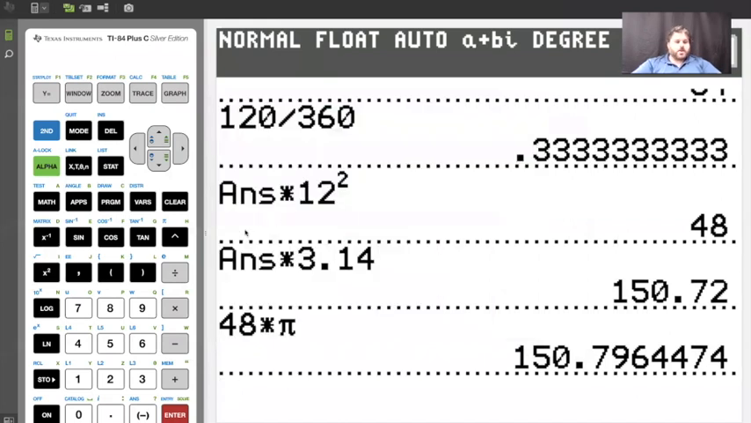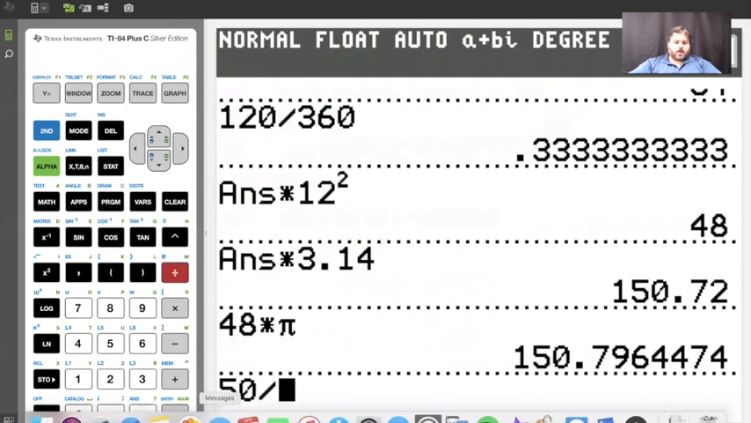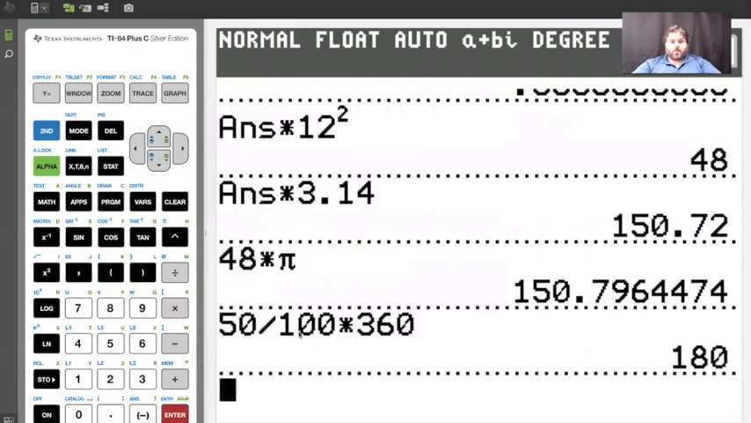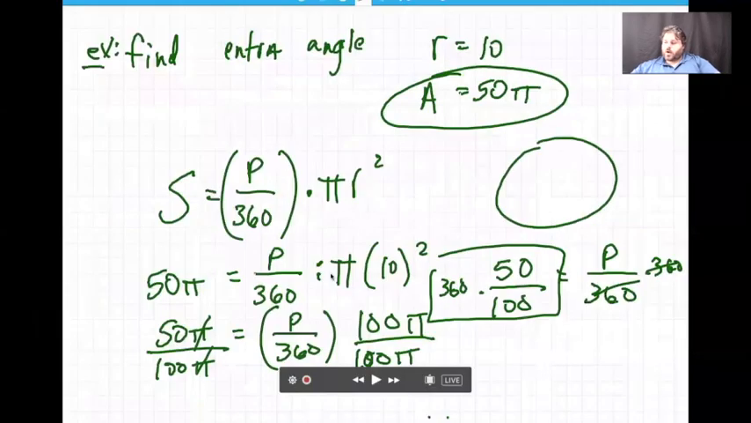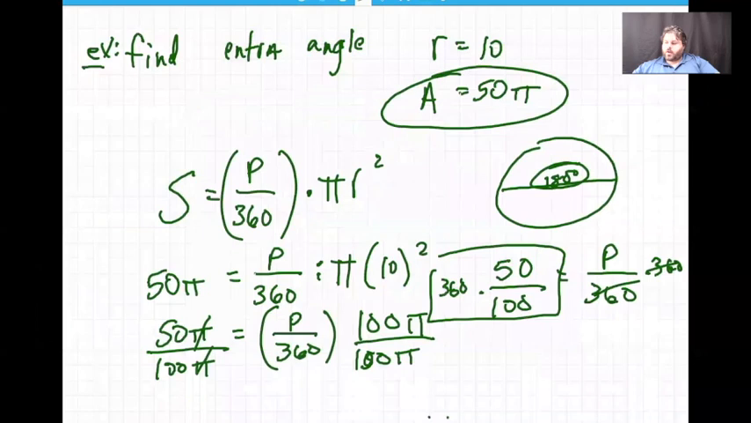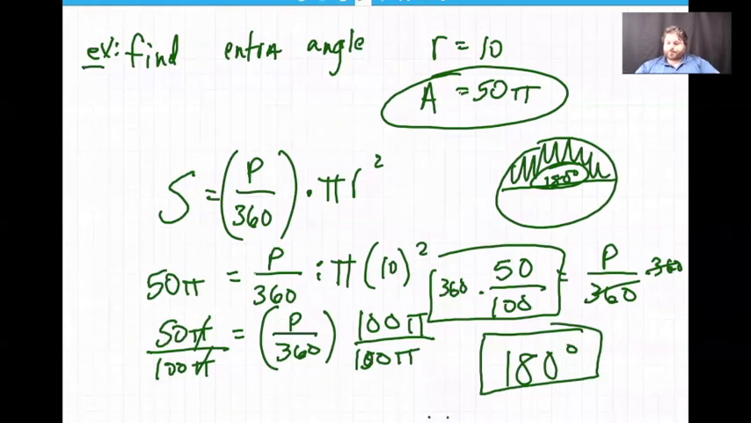So 50 divided by 100 times 360, and it's going to spit out my answer of 180. Now remember, we're asked for the central angle, so we know that this is a 180-degree angle that makes the certain sector area with the given radius. So 180 degrees is our answer. Again, they can ask you for any of these things that could be unknown. They could give you the S and the P and have you find R. They could give you the P and the R and have you find S. You just have to be flexible with knowing how equations work.